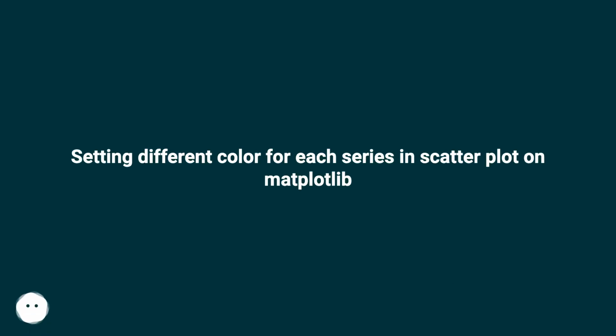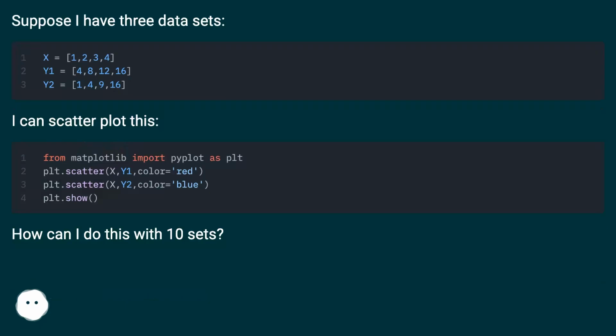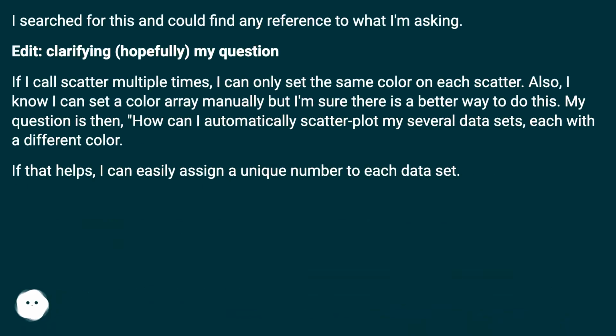Setting different color for each series in scatter plot on Matplotlib. Suppose I have 3 data sets. I can scatter plot this. How can I do this with 10 sets? I searched for this and couldn't find any reference to what I'm asking.